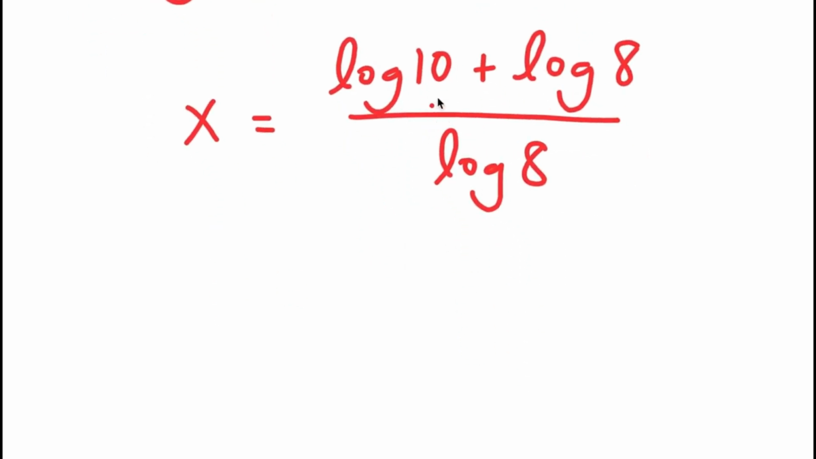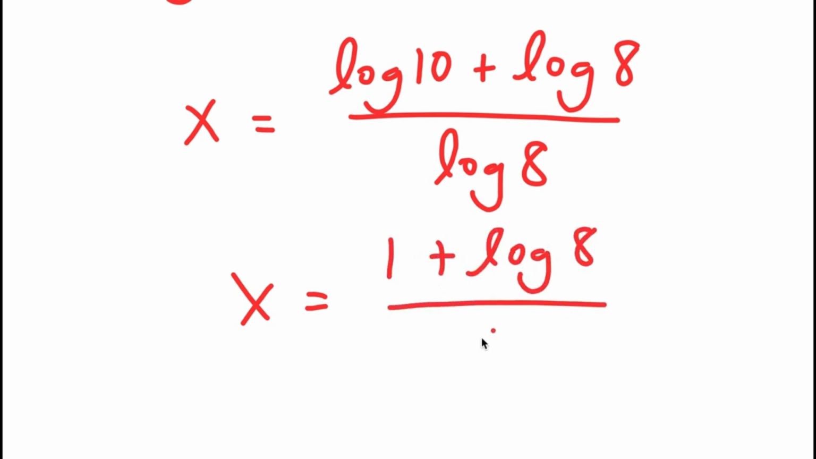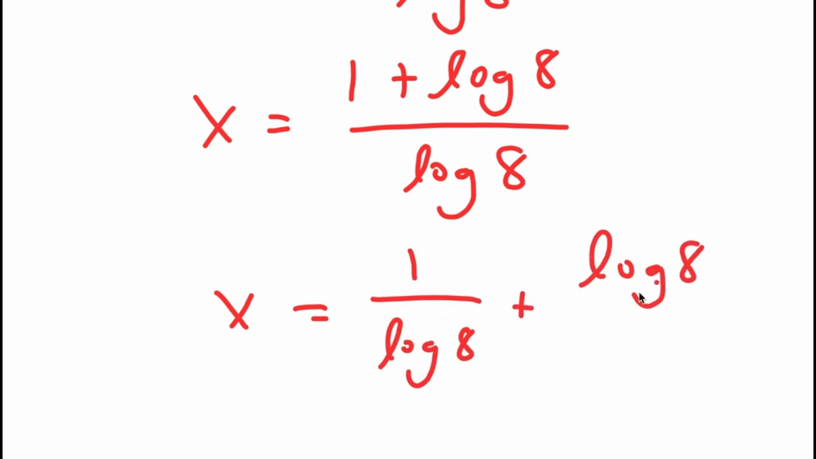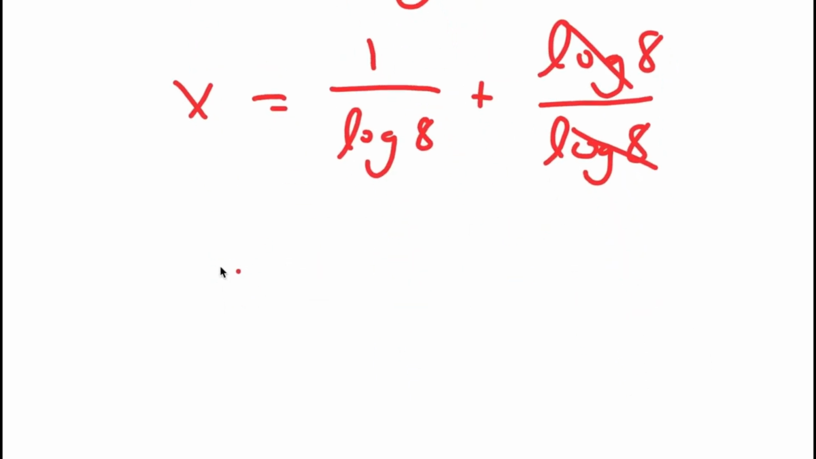Now log 10, that's equal to 1, if you guys already know. So I get x is equal to 1 plus log 8 over log 8. Now, this is the same thing as 1 over log 8 plus log 8 over log 8. And log 8, these two cancel out, so I'm left with x is equal to 1 over log 8 plus 1.